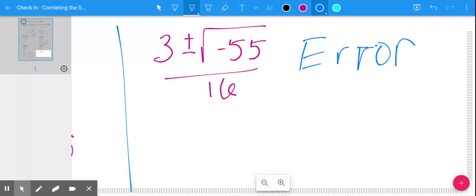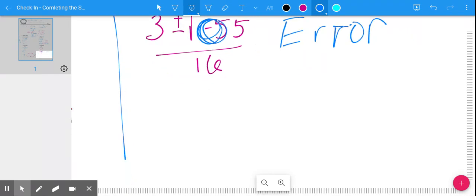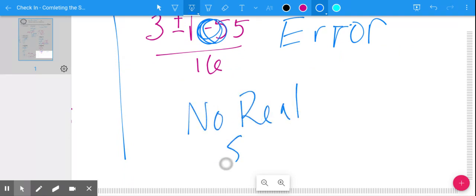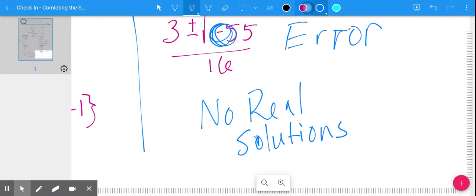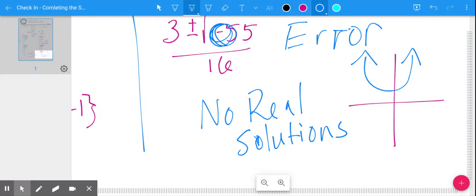Anytime that there is a negative underneath the radical, it tries to take the square root of what's underneath the radical, and that is not possible. So that means we're going to have no real solutions. So that means if we were to graph this, it's never going to hit the x-axis. So if we were to graph it, it would look like this. It gets close to the x-axis, but it never actually touches it. If it never touches the x-axis, that means it's no real solutions.